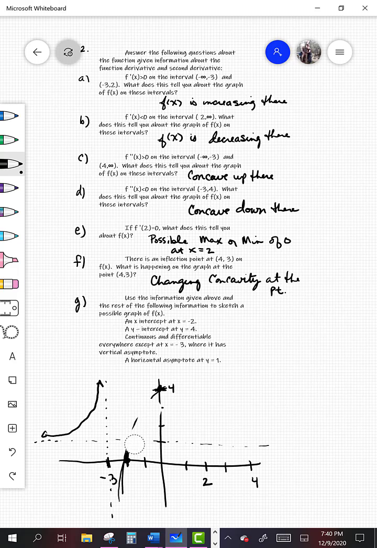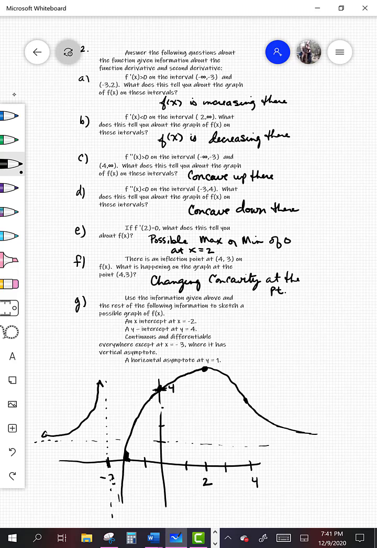It's increasing though until we get to 2. We know that the slope there is 0. And so it looks like it's a max there. We're decreasing from f prime 2 to infinity. But when x equals 4, we're changing concavity. It's going to start to be concave up. So right here at 4 somewhere is going to be concave up, but still decreasing.